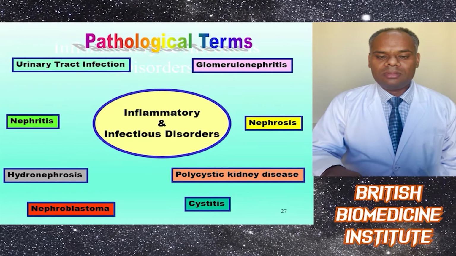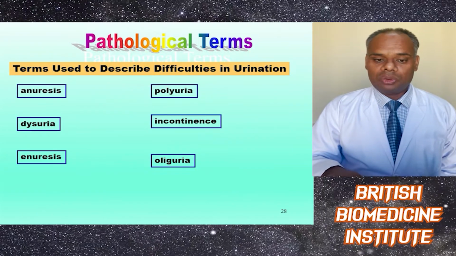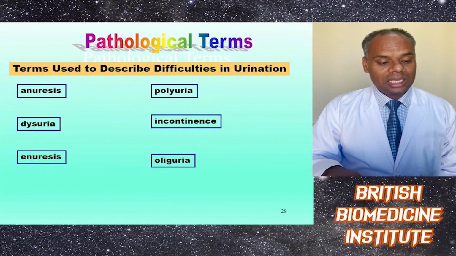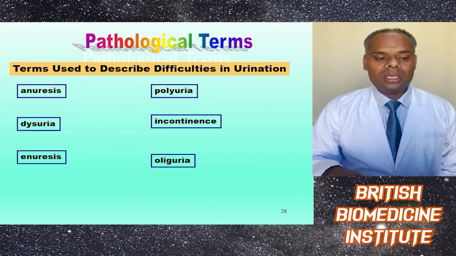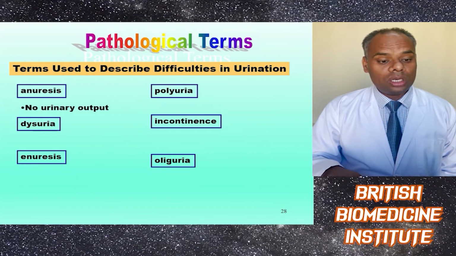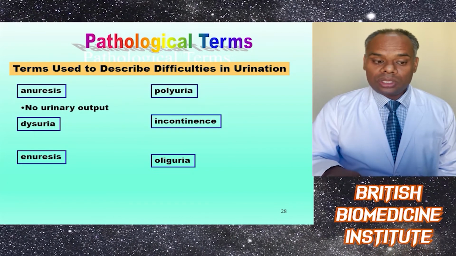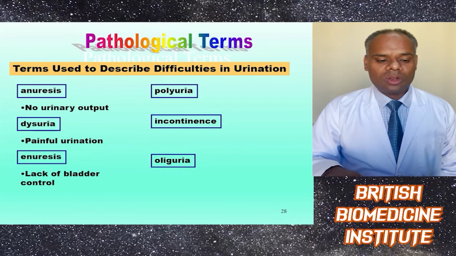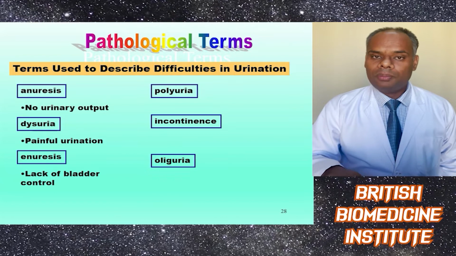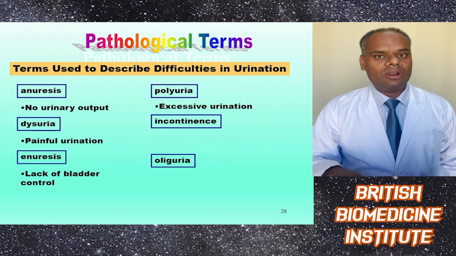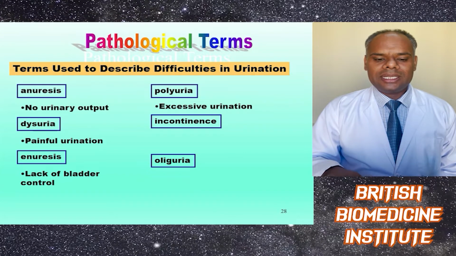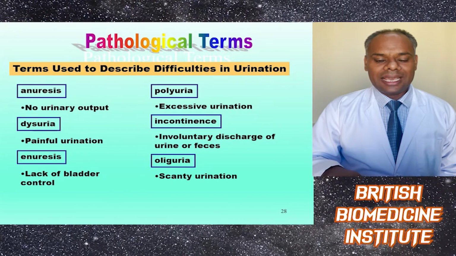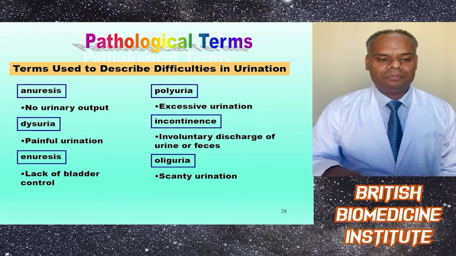The terms used to describe difficulty in urination are anuria, polyuria, dysuria, incontinence, enuresis or oliguria. So in anuria there will be no urine output, whereas in dysuria there is painful urination. In enuresis there is a lack of bladder control. In polyuria there is an excessive amount of urination. Incontinence means involuntary discharge of urine or feces, and oliguria is scanty urination.